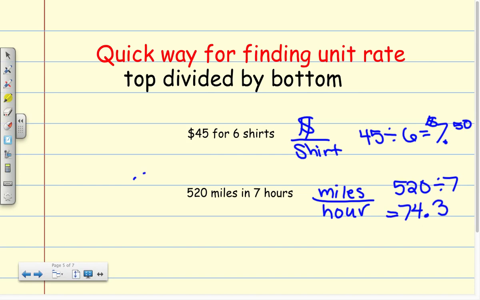So what does this mean then, class? What does this mean? 74.3. Yeah, miles per hour. So it's 74.3 miles per hour. And we represent it as miles/hour.